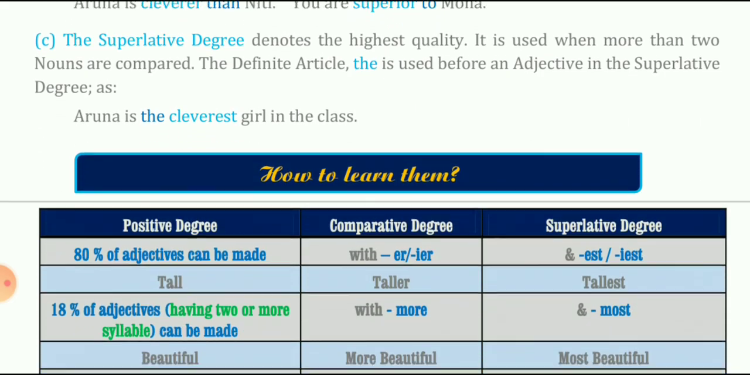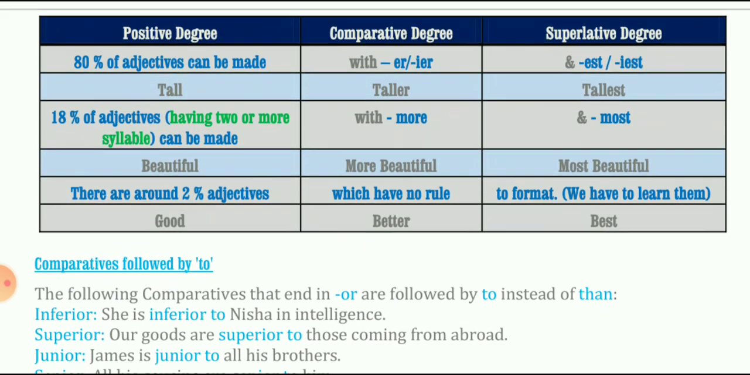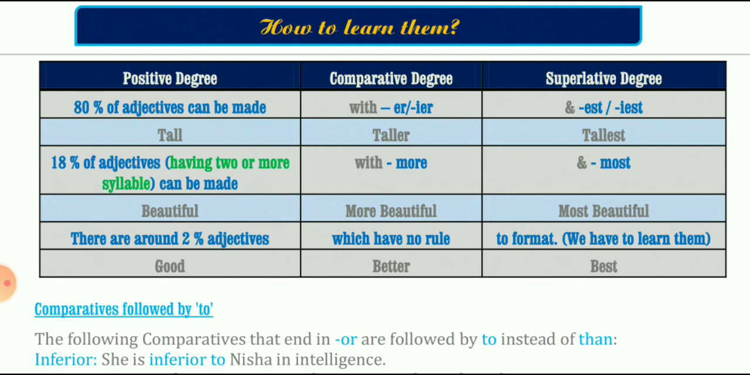Now how to learn them? So there is a simple trick here by which we can learn positive degree, comparative degree and superlative degree. 80% of adjectives can be made with ER or IER in comparative, and in superlative we can use EST or IEST. As tall may become taller, and in superlative form it will become tallest. We have used here ER and EST.